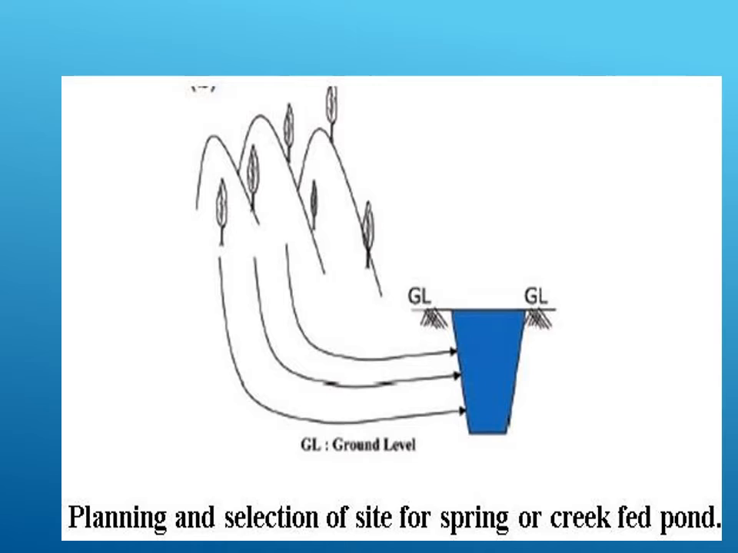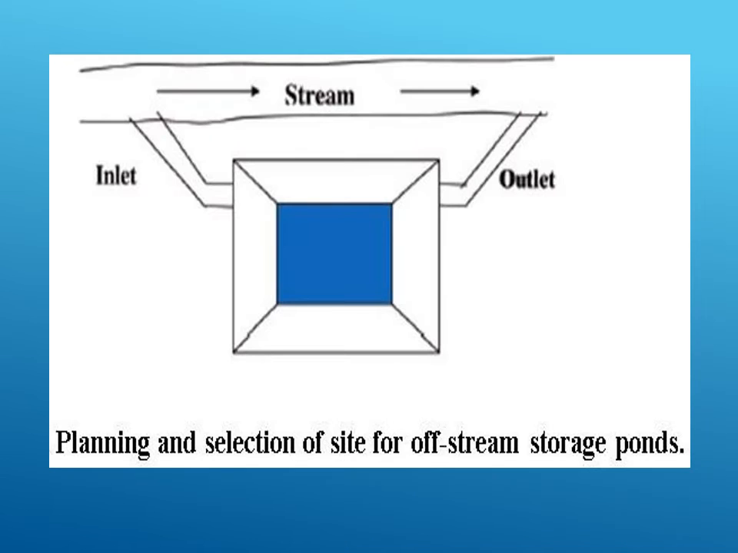Here this figure shows the planning and selection of site for spring or creek fed ponds. So you have to select the site where there is a naturally available spring or creek, and the water from such a spring or creek is the source for the spring fed or creek fed pond. Here you can see the planning and selection of site for upstream storage pond. You have to select the site for the pond to which you can divert the stream flow towards the selected farm pond.